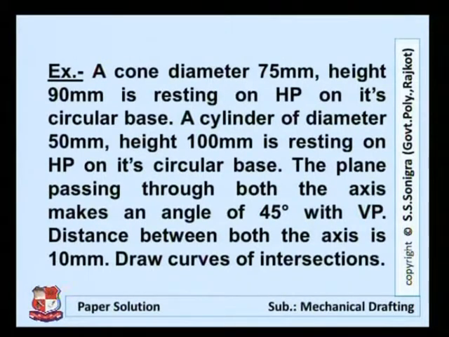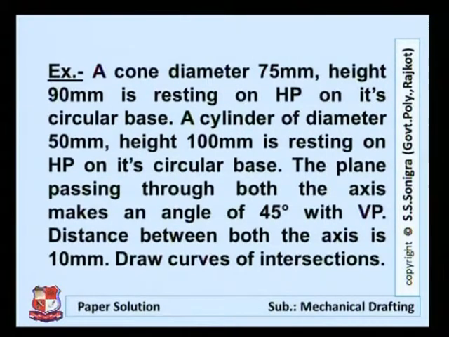Draw curves of intersection. So here the cone is given, diameter and height are known to us. It is resting on HP on its circular base. And another cylinder, having axis 100 millimeter and diameter 50 millimeter, is resting on its circular base, and the distance between the axes of both the solids is given to us, that is 10 millimeter, and the plane which passes through both the axes makes an angle of 45 degree with the vertical plane.